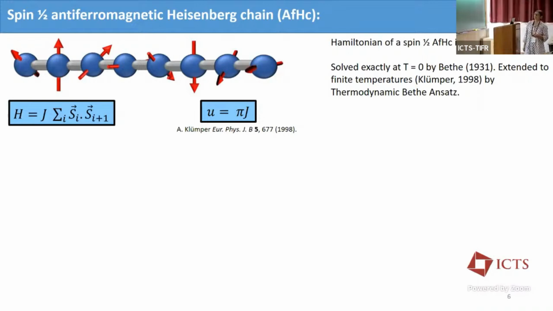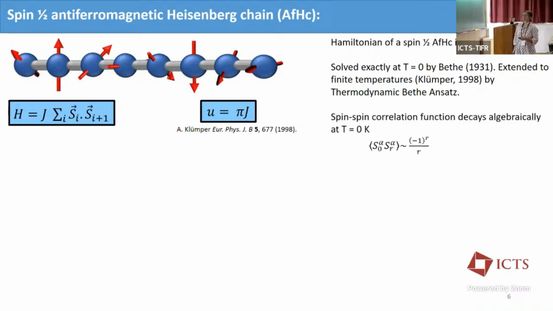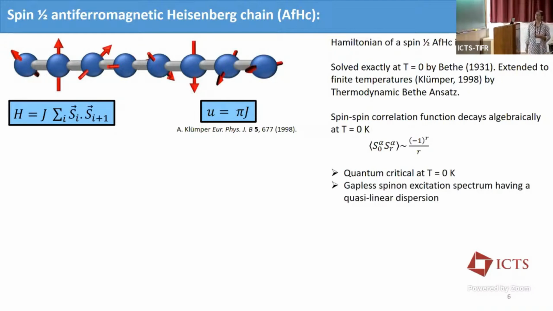It was extended to finite temperatures by Klümper, and a bunch of other people, primarily Klümper, using what is called the thermodynamic Bethe ansatz. He treats the spinons with a velocity u, and they are related to the exchange coupling constant J by the expression u equal to pi J over 2. What they also find is that spin-spin correlation functions decay algebraically at T equal to 0 in this fashion. So just by the previous slide, this system is also quantum critical at T equal to 0 K, and there are gapless spinon excitations having a quasi-linear dispersion.